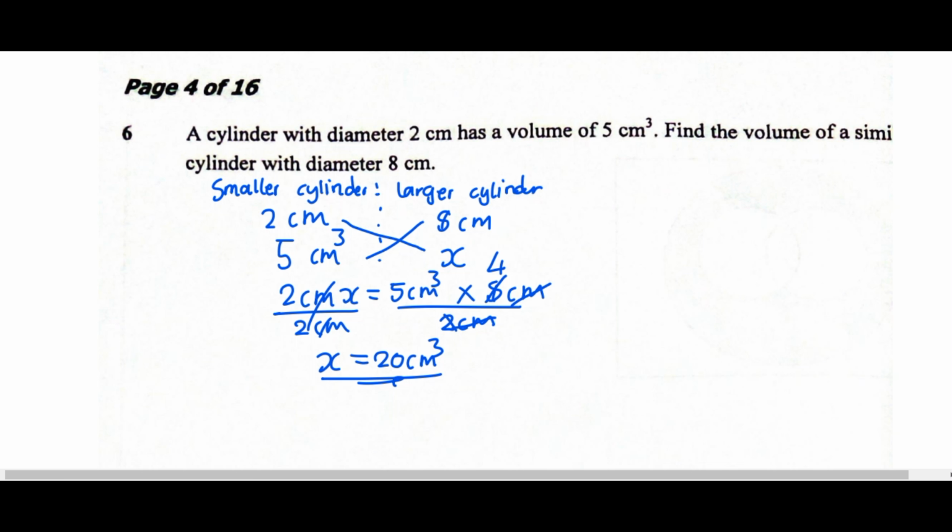We can also do it like this. So we have smaller, then we have large. So we have 2 centimeters, then 80 centimeters. So we can make this as ratios. So we can divide both sides by 2 centimeters so that we can turn this into ratios. So we know that if we divide 2 centimeters into 2 centimeters is 1.